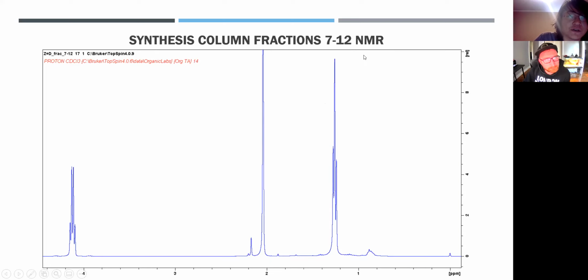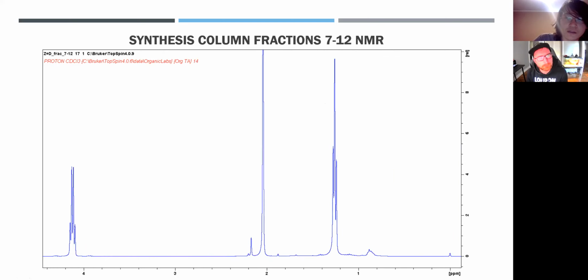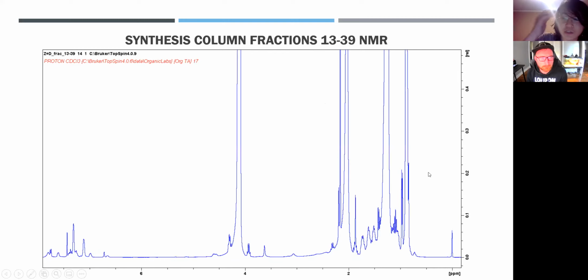And this is after we started a column chromatography, and these were the fractions number 7 through 12, and these were with 1-to-1 hexane ethyl acetate. And it seems like it's mostly solvent peaks. And let's see, fractions 13 through 39 showed even larger peaks, but what looks to be mostly solvent again.